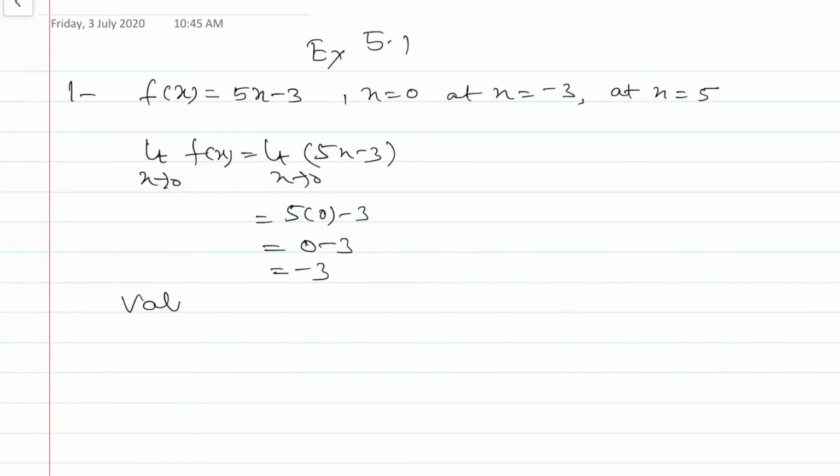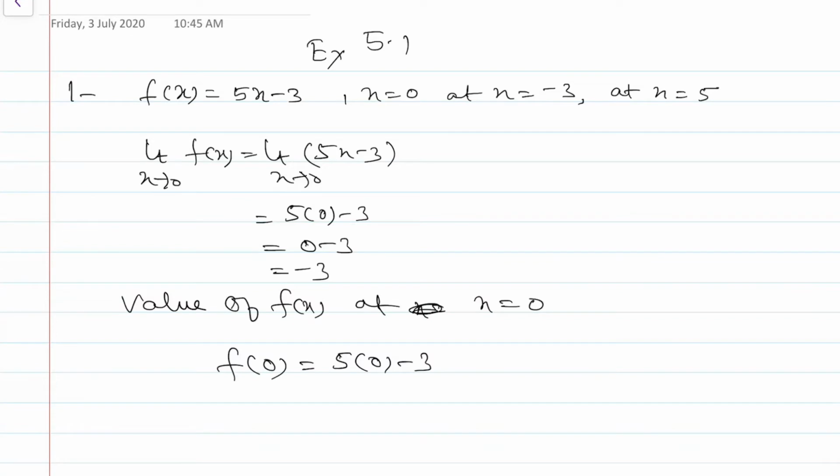And the value of the function, f(0) is equal to 5 into 0 minus 3. We'll substitute this value in the given function. 0 minus 3 is equal to minus 3. Now, both the limit, left limit, right limit, and the value of the function are equal. It means that this function is continuous at x equal to 0. Similarly, we can check at x equal to minus 3 and x equal to 5.